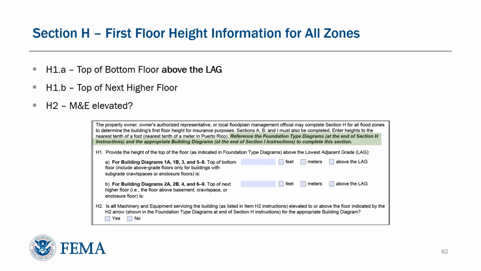H1B is the top of the next higher floor above a basement, crawl space, or enclosure. And finally, H2 is a yes or no question. Is the machinery and equipment elevated appropriately?